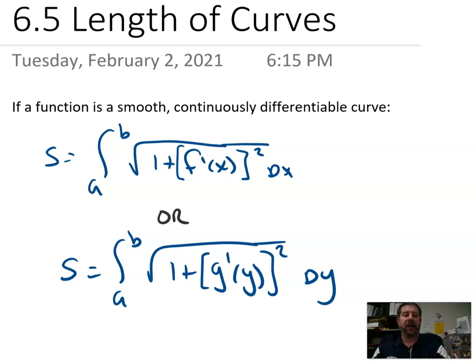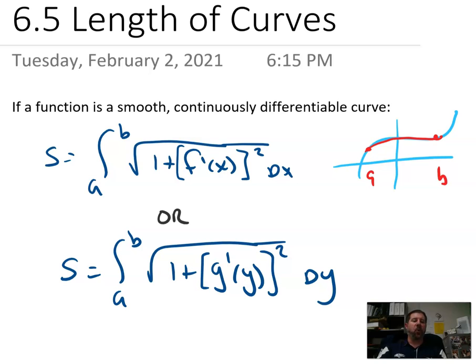If I've got some curve like that, and I want to find the length of that curve from some point A to some point B, right there, then we're going to use one of these two formulas. I can go from A to B. I guess in this case that's what I'd use: the integral of the square root of 1 plus f prime of x squared dx. Okay, the square root of all that stuff.